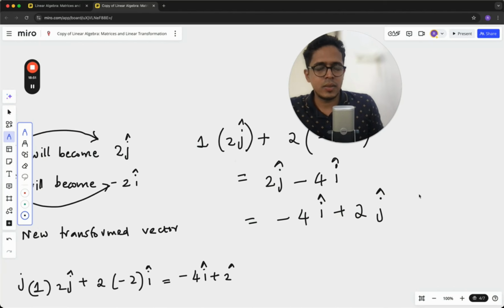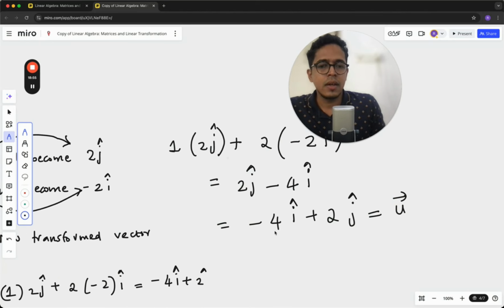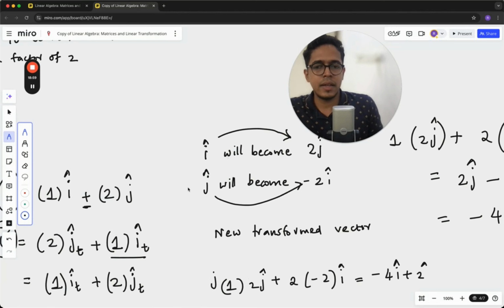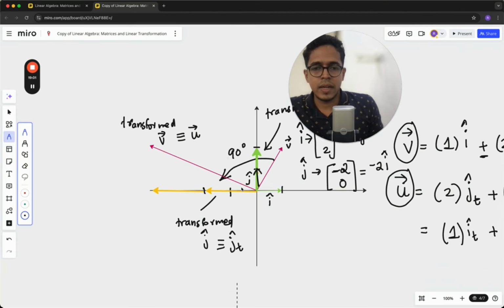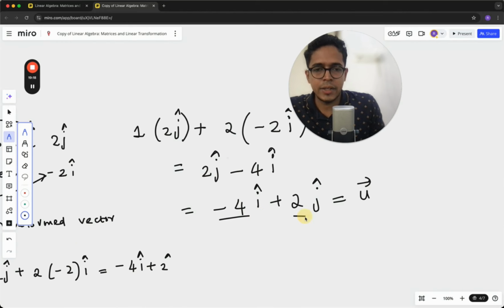Is this what the new vector looks like? So this is the vector U, or V transformed. Are minus 4 and 2 the coordinates of the new vector? Let us see in the figure. The new vector was this big red guy. Its X coordinate was minus 4 and Y coordinate was 2. So the coordinate of this tip is defined by minus 4, 2, right? And that is exactly what we have got here, minus 4 and 2.